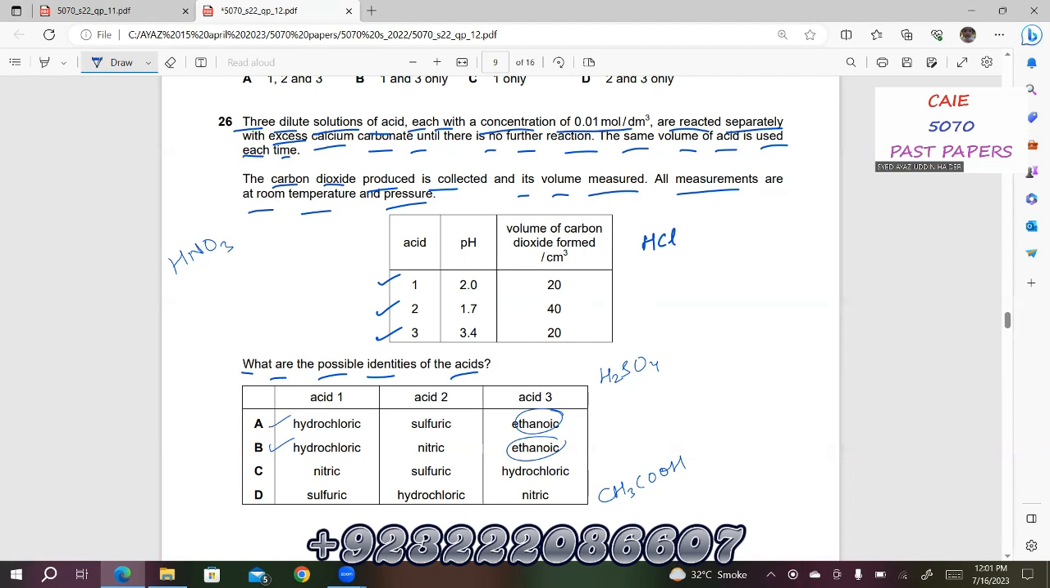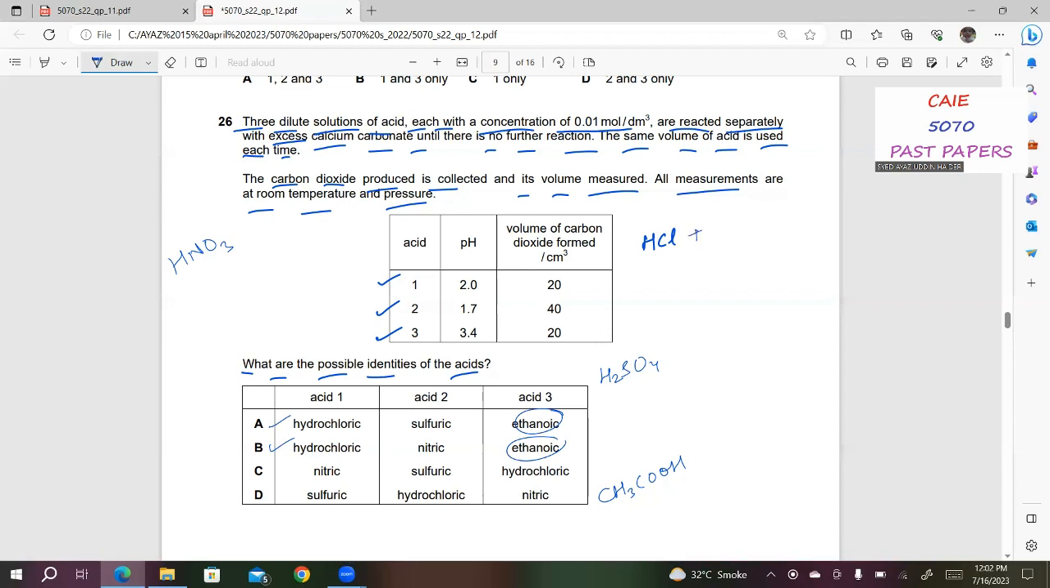What I will do, I'm going to calculate the volume of carbon dioxide produced in each case. For example, if you react hydrochloric acid with calcium carbonate, CaCO3, the products will be CaCl2 plus CO2 plus H2O. Now you have to balance this equation looking at the formula. You have to place 2 before hydrochloric acid. Now it is balanced. So according to the equation, 2 moles of hydrochloric acid produce 1 mole of carbon dioxide.